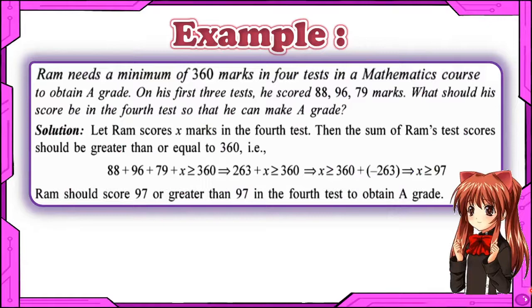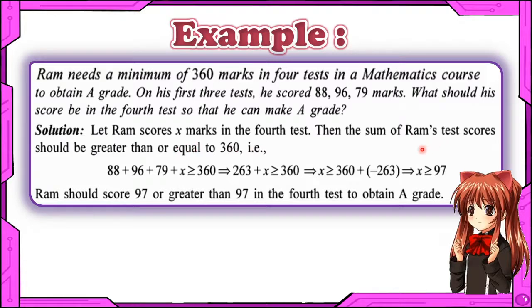Ram needs a minimum of 360 marks in 4 tests in a mathematics course to obtain A grade. On his first 3 tests, he scored these marks. What should his score be in the fourth test so that he can make A grade? So let's say that the marks he has to score in the fourth test should be X marks.